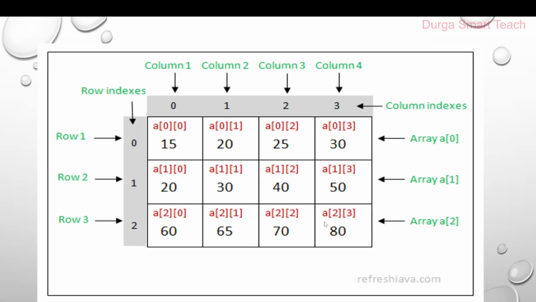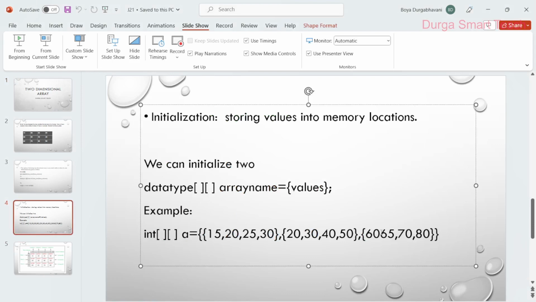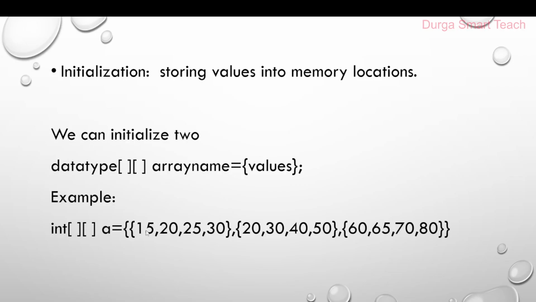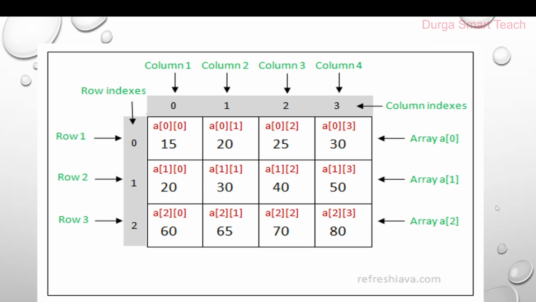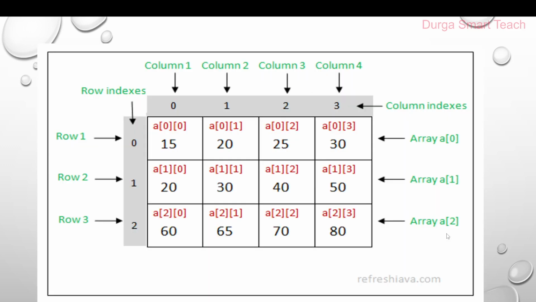So 3 rows, 4 columns, right? That's why I'm differentiating. I'm separating the rows. This is the first row, second row and third row like this. The elements are stored in this format: 15, 20, 25 and 30. So this is one row and this is another row and this is another row. Like this, the elements are arranged.